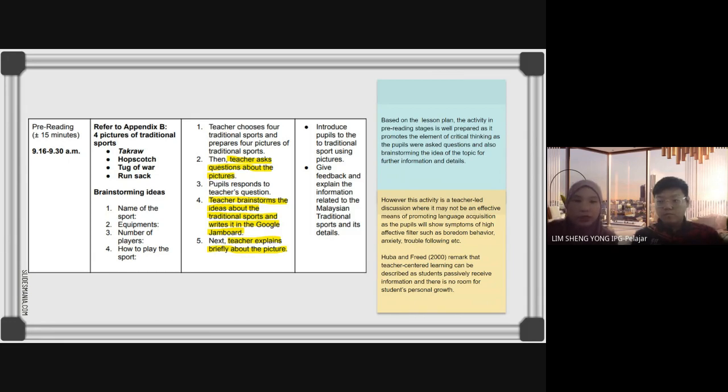And then, according to Fuba and Frag 2000, they remark that teacher-centered learning can be described as students passively receiving information and there is no room for students' personal growth. So the students will not have any growth and will contribute less in the discussions because the teacher leads the discussion.